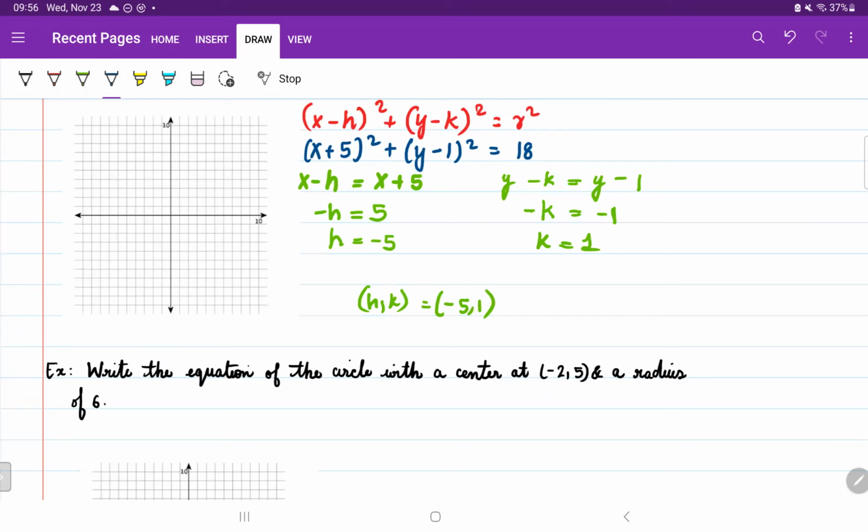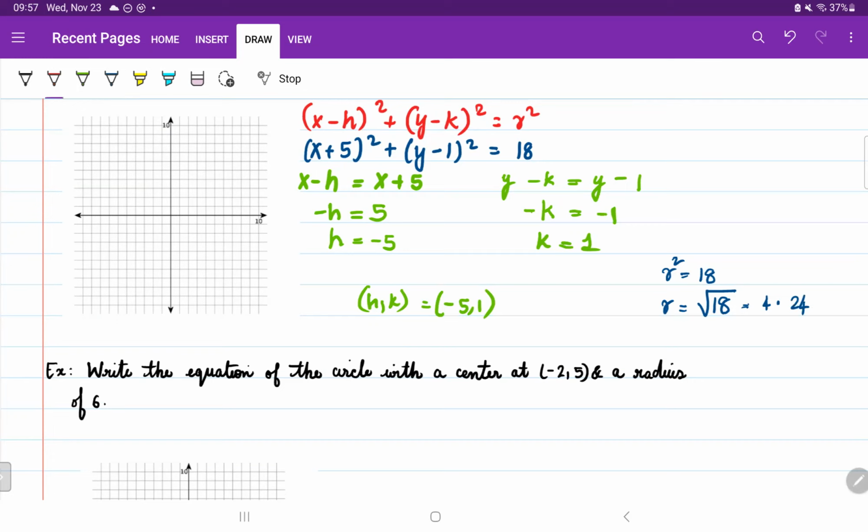And our radius here, r squared is 18. So r is root 18. I would suspect that it is a little bit over 4. Let me find the exact answer from the calculator. Yeah, it is 4.24. So our radius is 4.24.